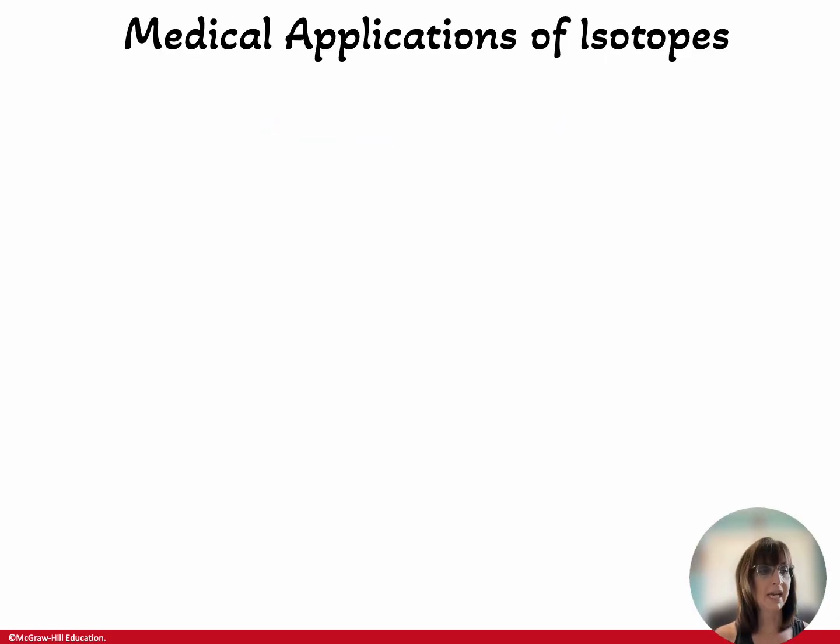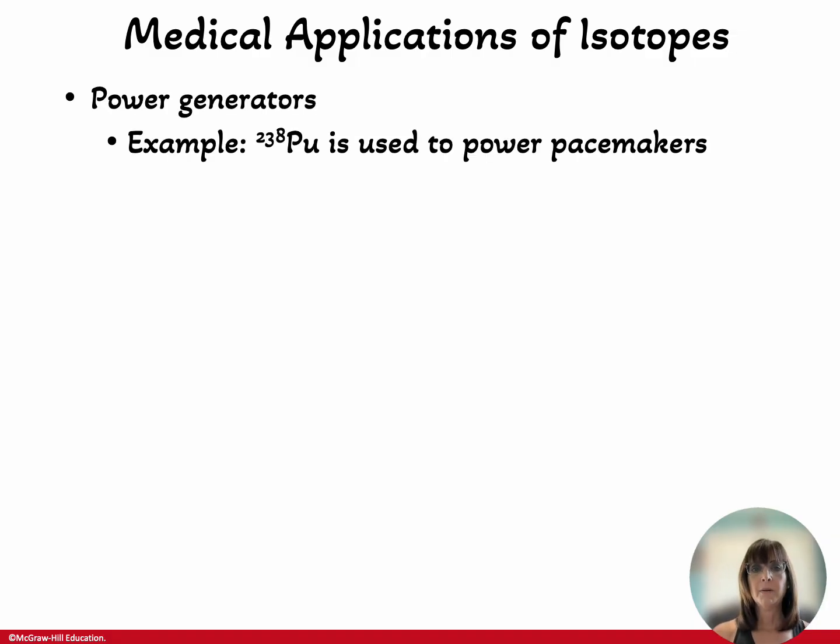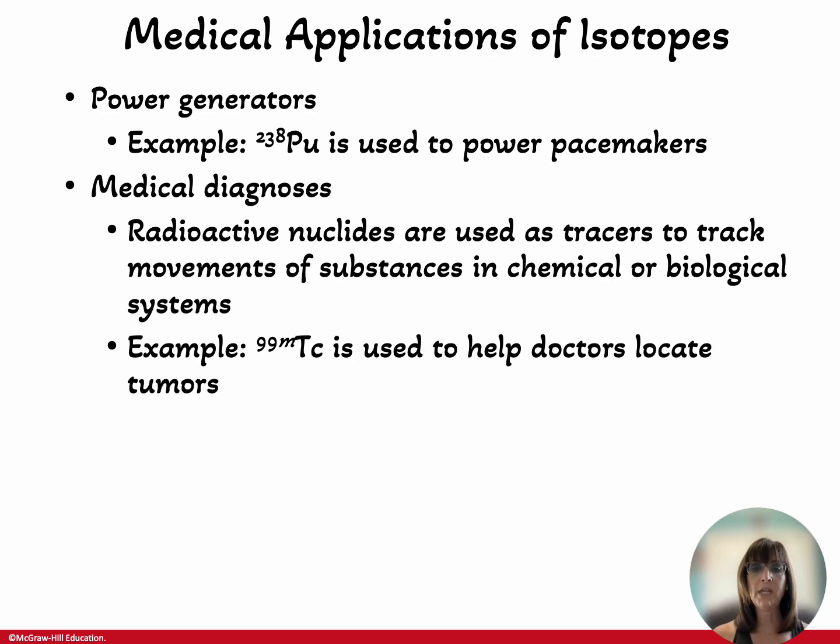There are so many applications to nuclear reactions. I mean, obviously, nuclear power would be a great one. But let's talk about the medical applications of isotopes. We can use isotopes or radioactive decay to power generators, like pacemakers. We use it to diagnose things. You can inject somebody with radioactive nuclides and you look for certain substances to see what's going on. For example, a really good one would be to locate tumors. They actually inject you with radioactive sugar and they look to see where the sugar goes.